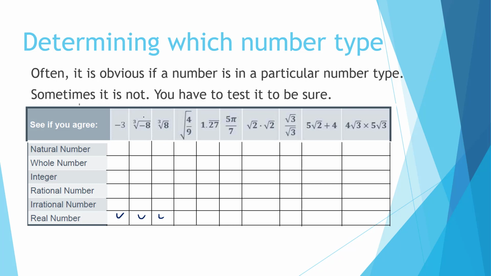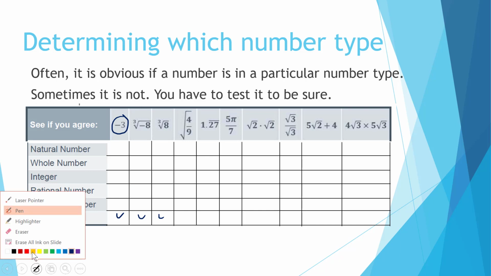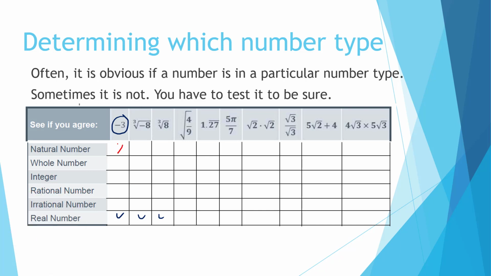And then let's start from natural numbers first. So it's -3. As we know, natural numbers start from 1, 1, 2, 3, 4, 5, 6, 7. They don't have any negative numbers. Because of that, this is not a natural number. So that's the first one. The second one, whole numbers. Whole numbers start from 0, 0, 1, 2, 3, 4, 5, 6, and so on. They don't have any negative numbers, right? So because of that, -3 is not a whole number.